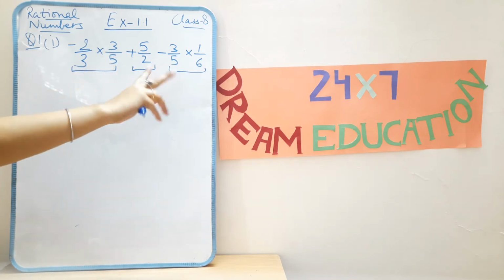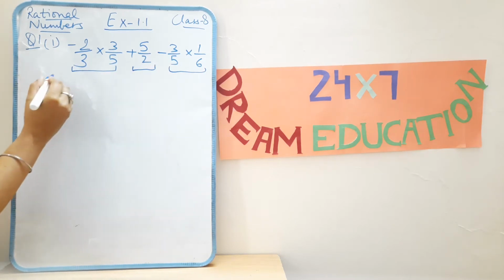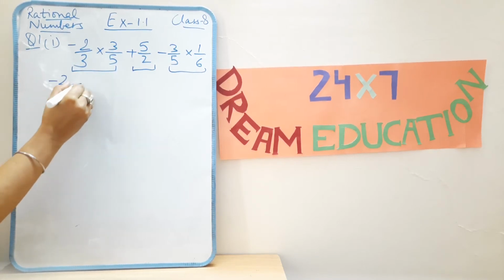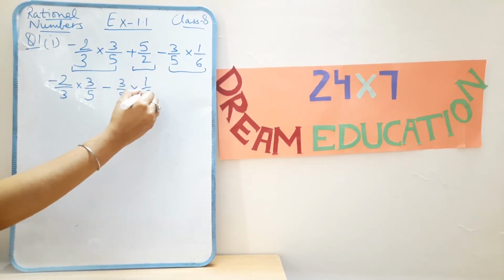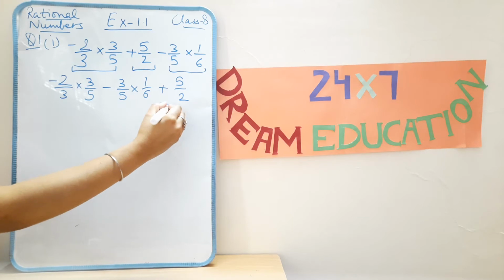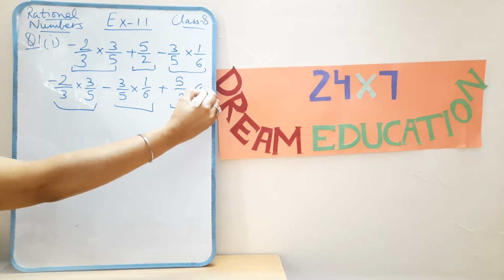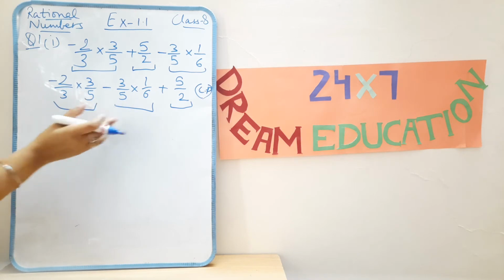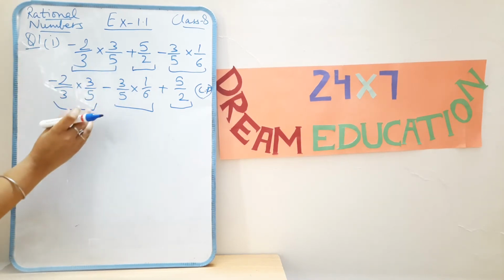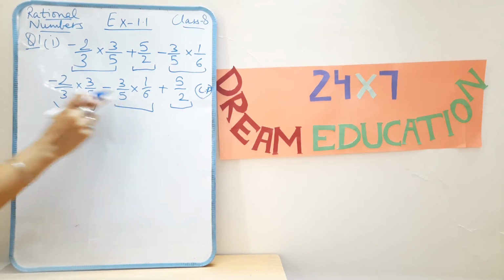So we are going to apply the commutative property and make the third group in place of the second and the second group in place of the third. That means minus 2 by 3 into 3 by 5 minus 3 by 5 into 1 by 6 plus 5 by 2. So I shifted them, and this is called the commutative property. Why have I done this? Because I want those two groups together which have one number common. If you see, 3 by 5 is common.